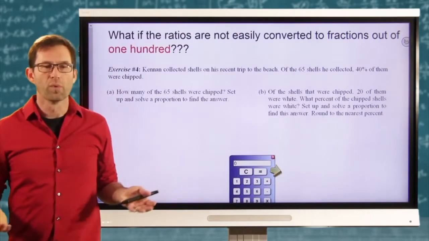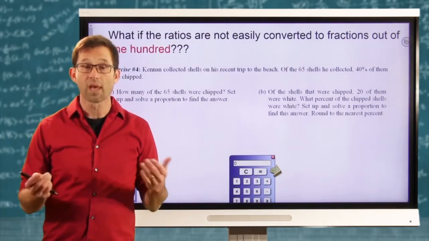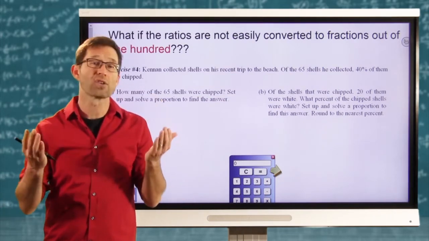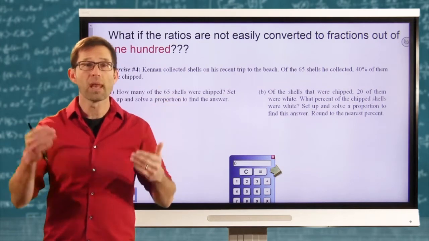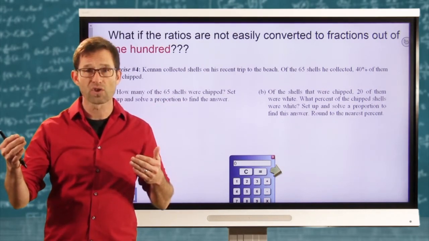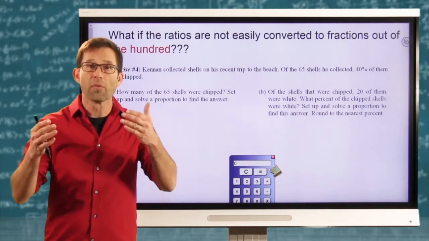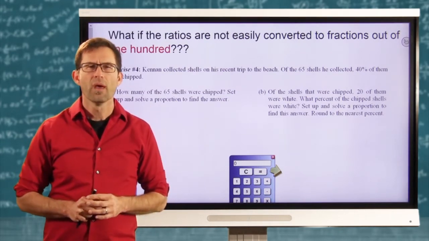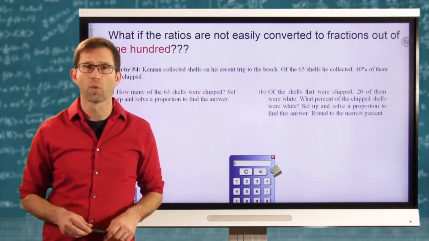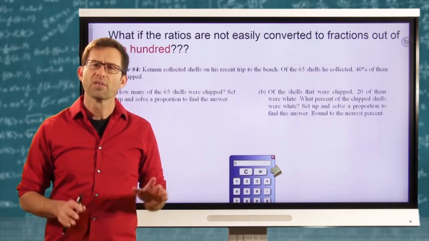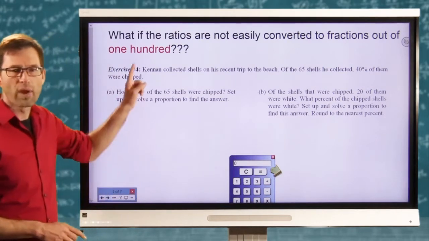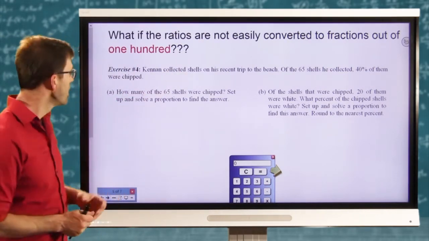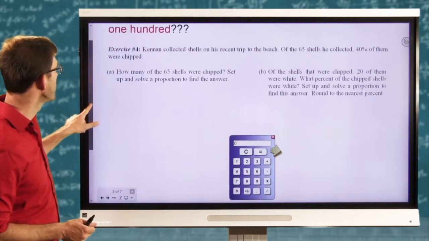Now, all of the problems we've worked with so far, it's been relatively easy to set up a proportion. And remember, a proportion is simply an equation that sets two fractions equal to each other. And then we've been able to manipulate one side of the fraction or the other in order to figure out what we're missing, the percent, the total, the part, what have you. But of course, percents don't have to work out all that nice, right? So let's take a look at what happens if the ratios are not easily converted to fractions out of 100. Okay? Let's take a look at exercise number 4 together.